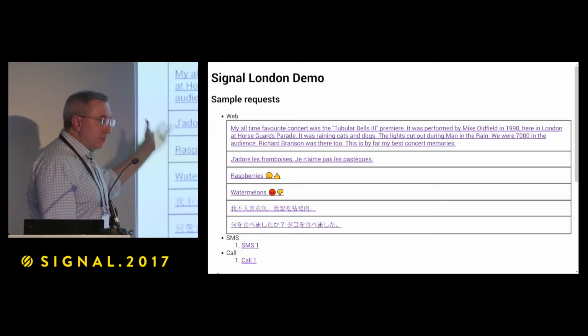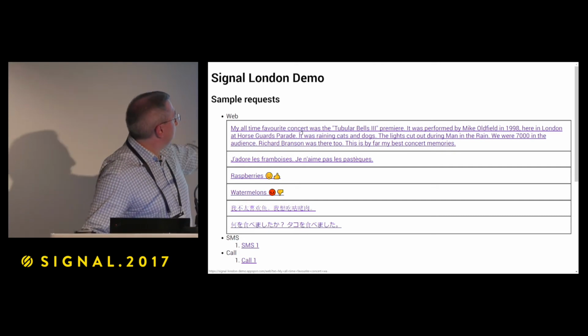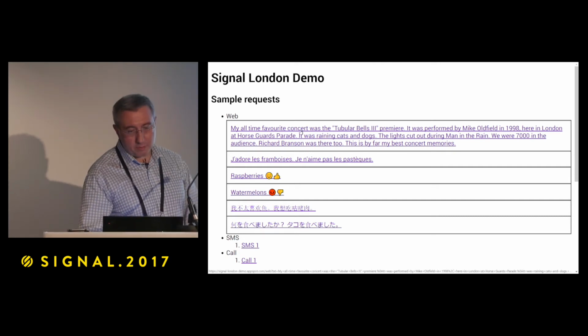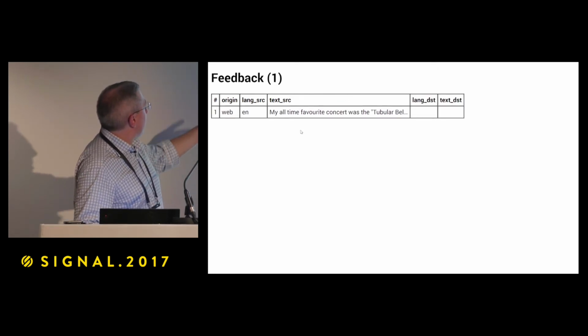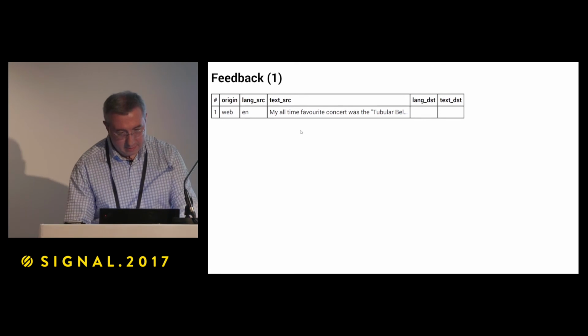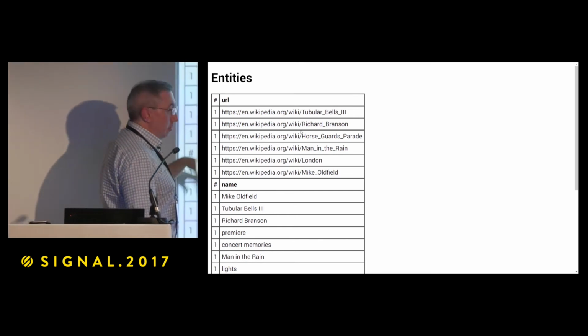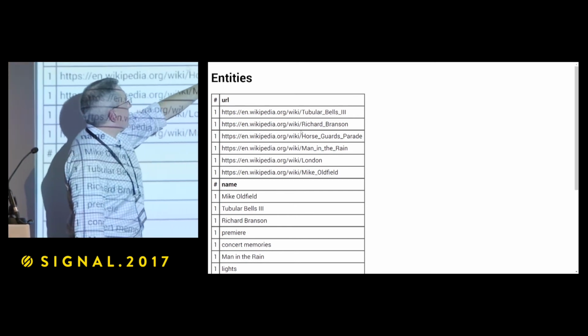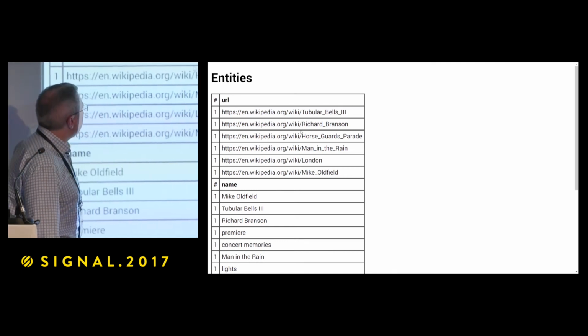So my all-time favorite concert was Tubular Bells 3. Let's try it. When I click here, I will just send the text to the first endpoint. Okay, it's received. Now I go to another page where I display the feedback I get. There's one request. It's in English, so it does not get translated. And here are the entities that are recognized. It was just simple text. It recognizes Tubular Bells 3, so that's the album that was played, and Richard Branson, so that's a famous British character.